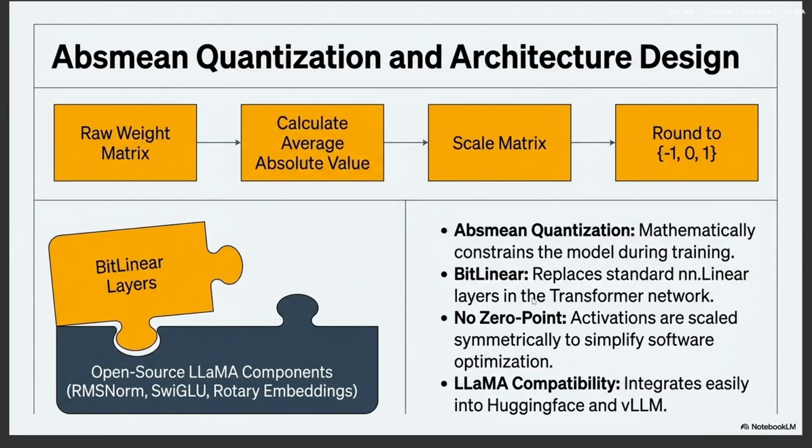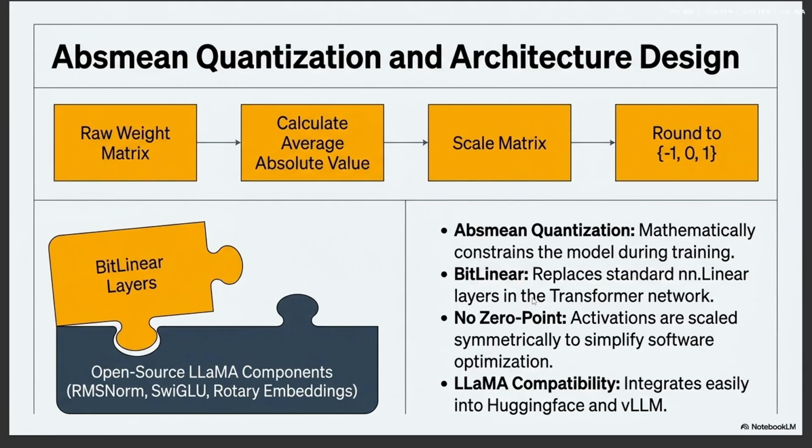Now this slide explains how the model actually converts weights into those three values. The paper uses a method called Absmean quantization. First, it takes the raw weight matrix. Then it calculates the average absolute value of the weights. After that, it scales the matrix and rounds each weight into -1, 0, or +1.